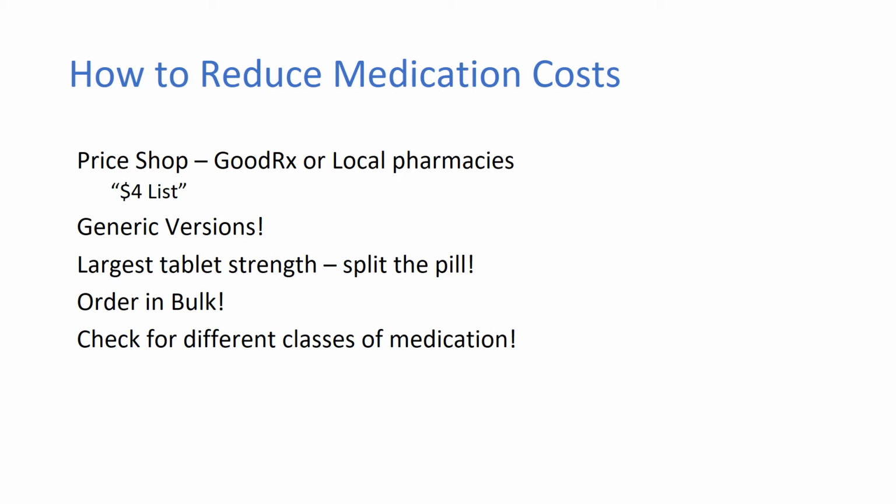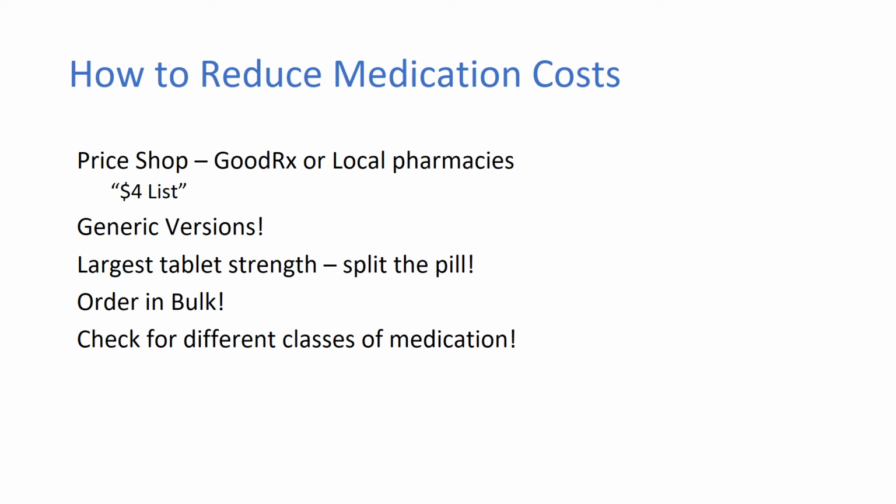Some larger pharmacies like Walmart have the $4 list of generic versions of prescription meds that you can purchase. And then in general, use the generic versions. They're just as effective. In addition, ask your provider to provide the largest tablet strength that's reasonable for the patient. And then you can tell the patient to split the pill into the proper dose. Always order in bulk. That will typically drop the price.